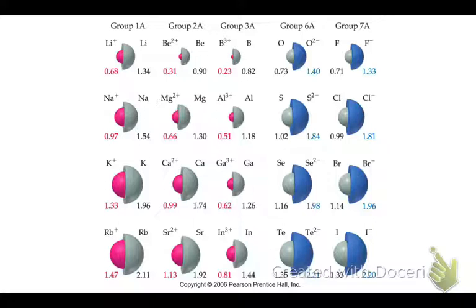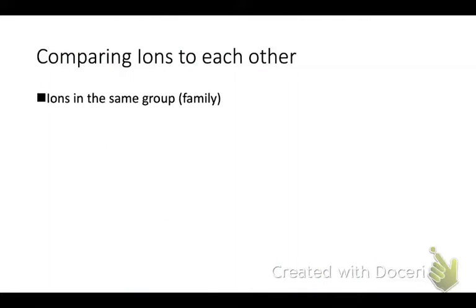Now, if I look at the other side, the gray here is the neutral chlorine, but when it gains an electron and becomes an anion, it becomes the blue sphere. So the blue sphere represents the larger anion. So now let's compare ions to each other.